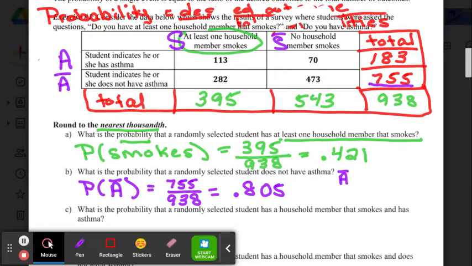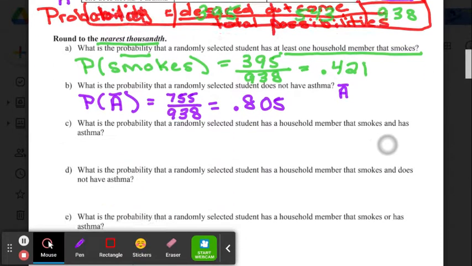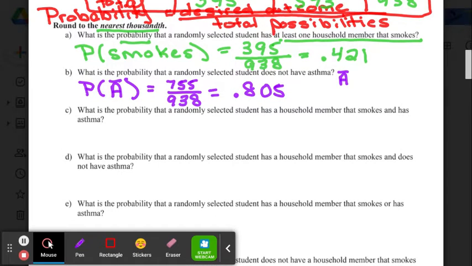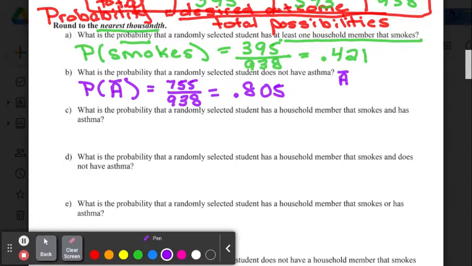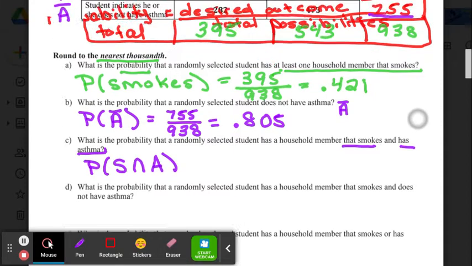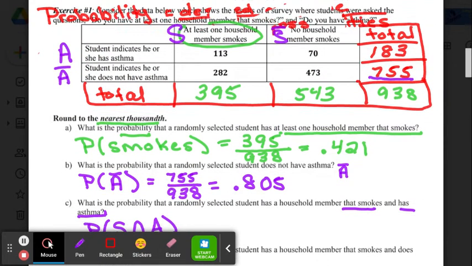So let's do C now. And just to save your eyes and my sanity, I'm not going to keep going up and down to look at the table. So make sure you reference that table that's completed on the top of your page. Part C, what is the probability that a randomly selected student has a household member that smokes and has asthma? So I could say probability smokes and asthma. Actually, I said I'm not going to move it up, but now I am. So after this one, I won't.